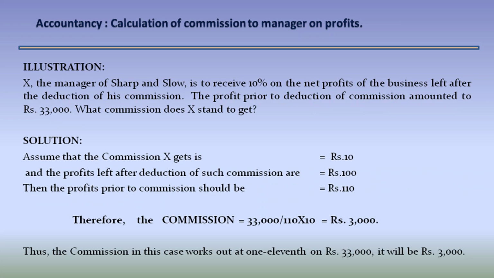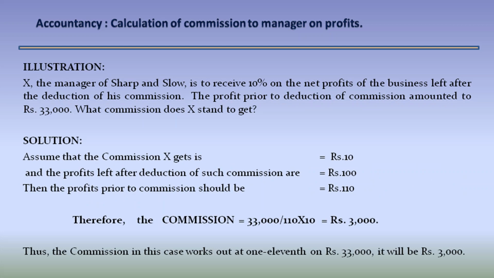Illustration. X, the manager of Sharp and Slow, is to receive 10% of net profits of the business left after the deduction of his commission. The profit prior to deduction of commission amounted to 33,000 rupees. What commission does X stand to get?